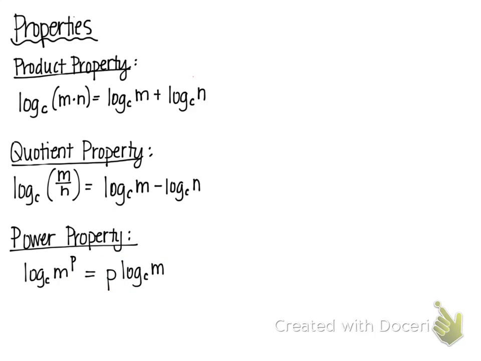Next, we are going to use these properties to expand and condense some expressions. When we're expanding, that means we're taking a single log and writing it out with as many logarithms as possible. And when we're condensing, we're taking a big long expression and trying to write it as one logarithm.